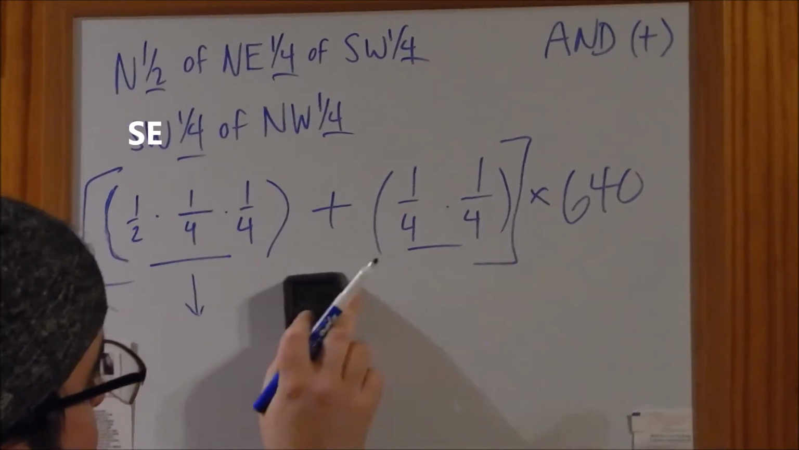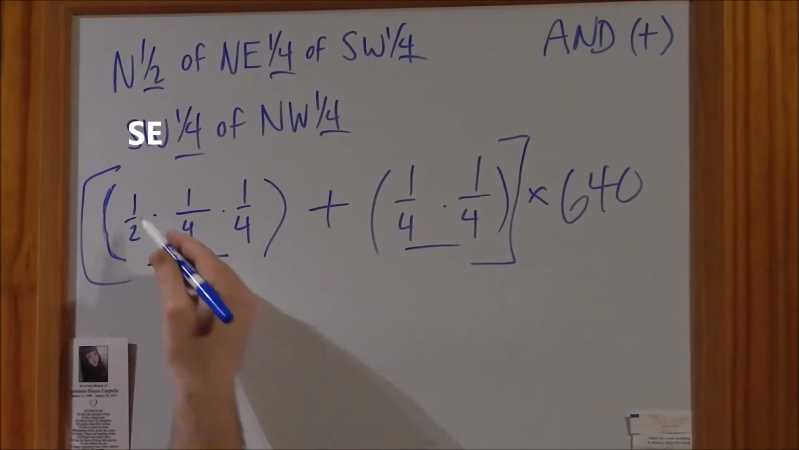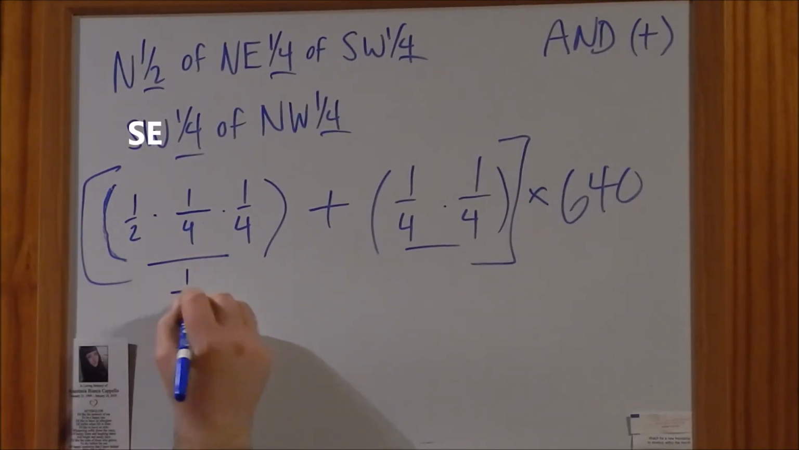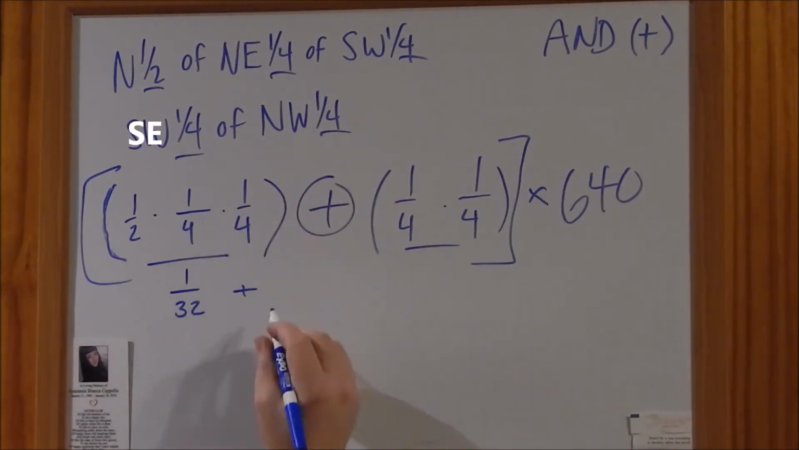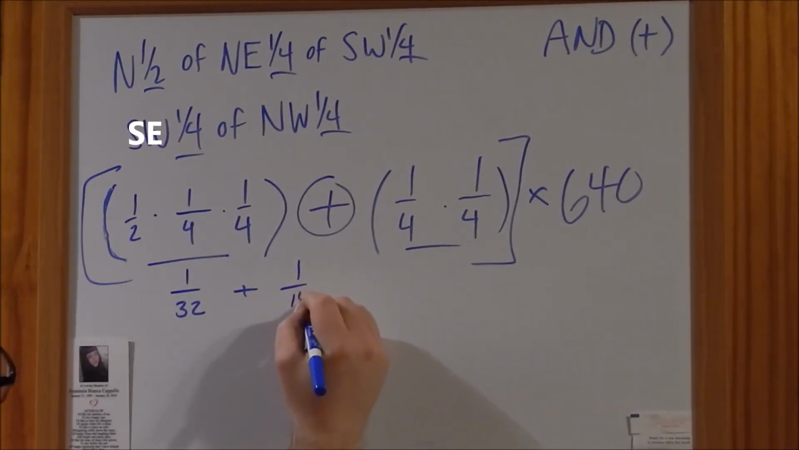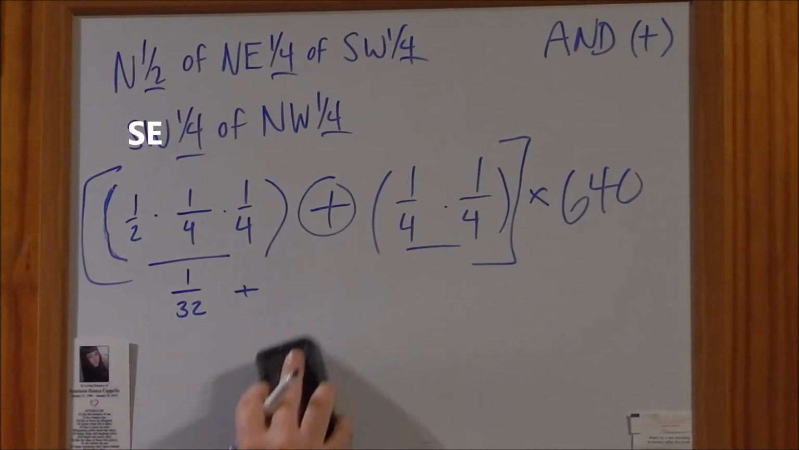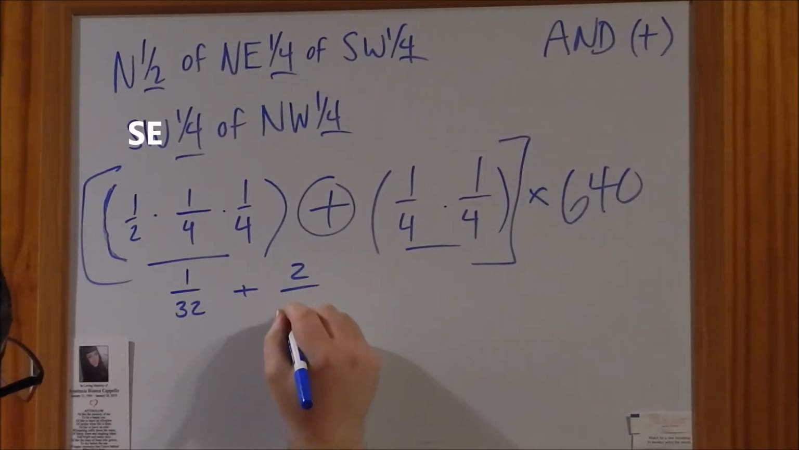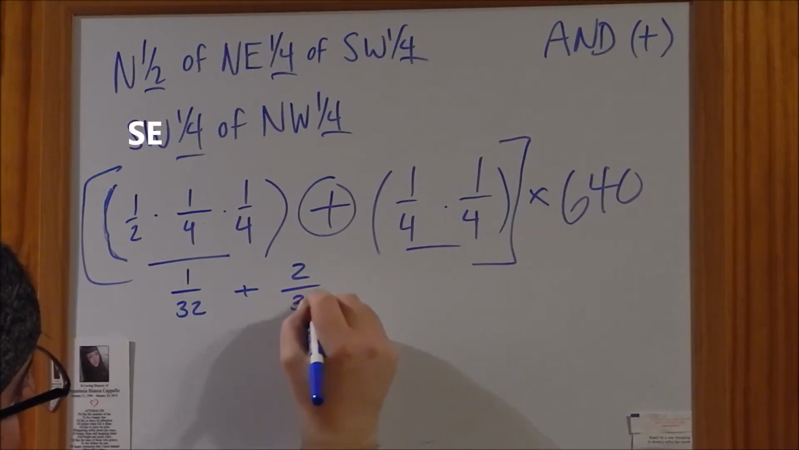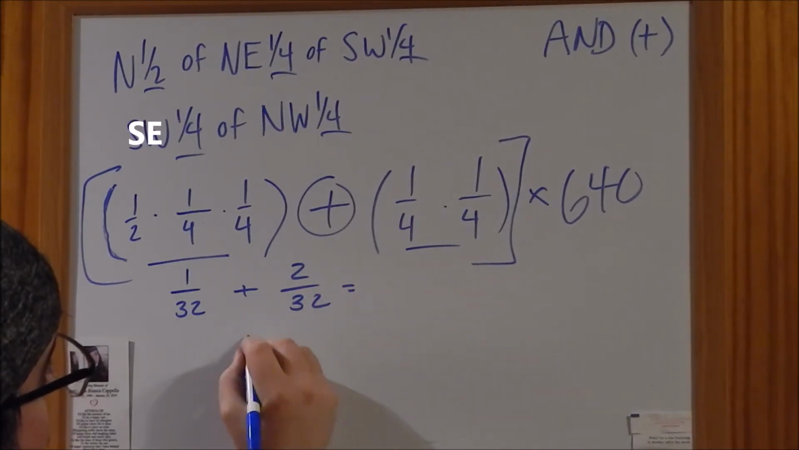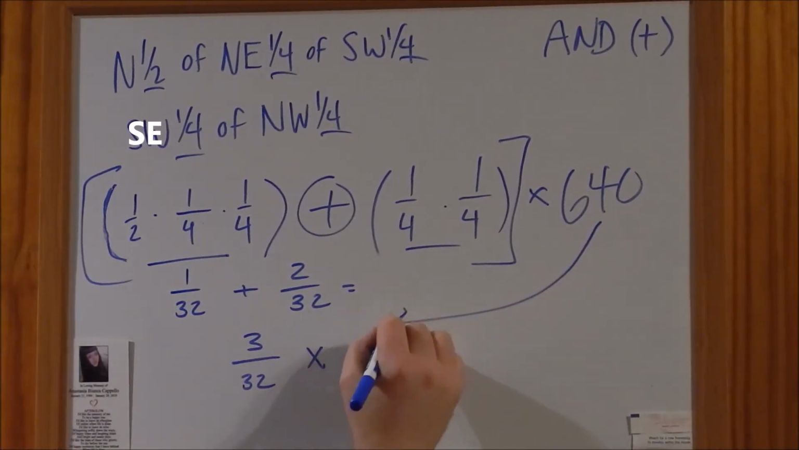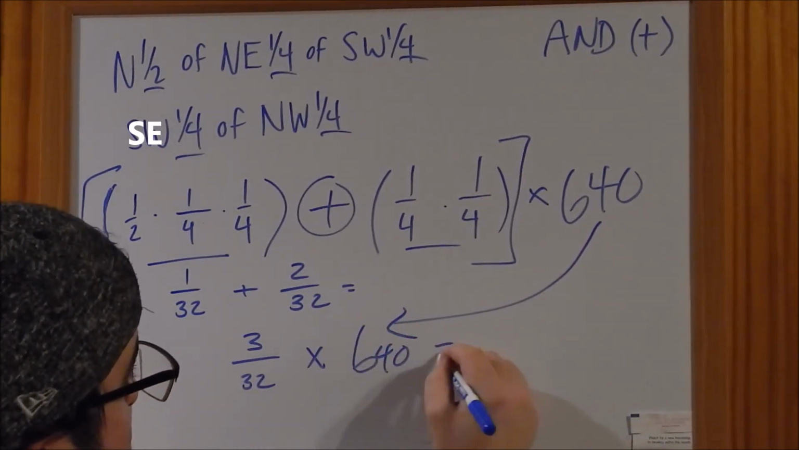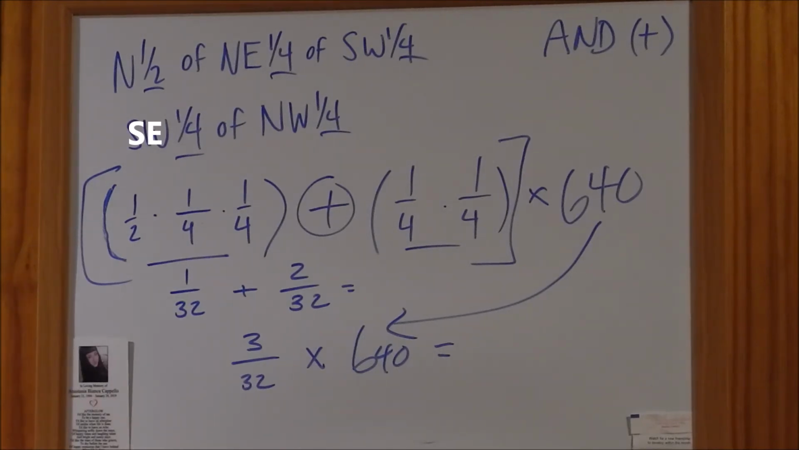Once again, bear with me. We know that this portion right here is 1/32 plus, because we have the addition sign here, 1/16 or 2/32, equals 3/32 times, don't forget that last part, 640, which I will bet you anything that it's 60.